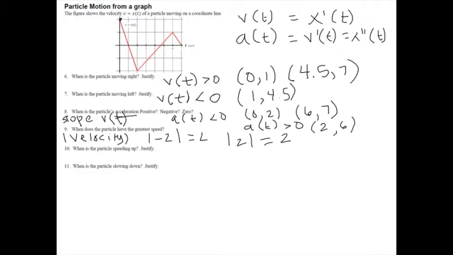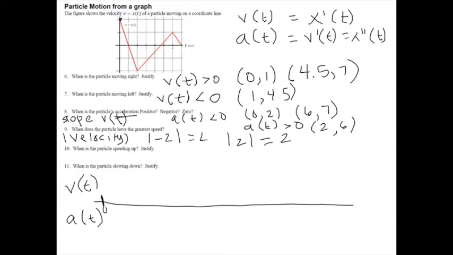When is the particle speeding up? Okay, so I'm slowing down. What I did for this one, I actually made myself a little chart, and I plotted it out so I can look at the signs, compare the signs. And I made intervals along this chart. So 0, 1, 2, and then I jumped over to 4.5 because that's where the graph changes. And then 6, and then 7.